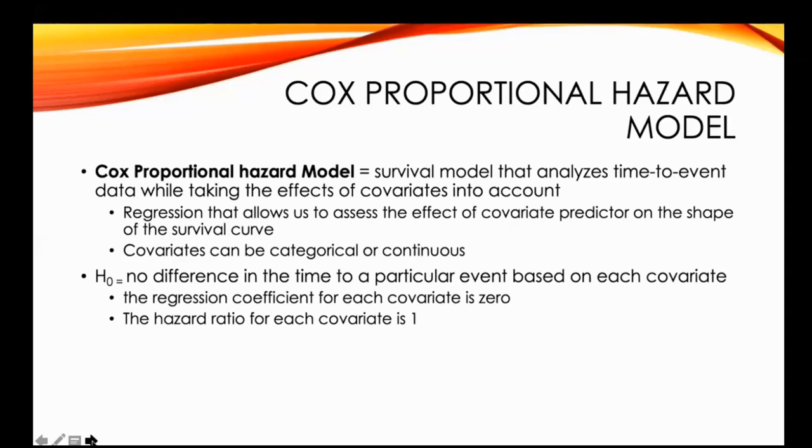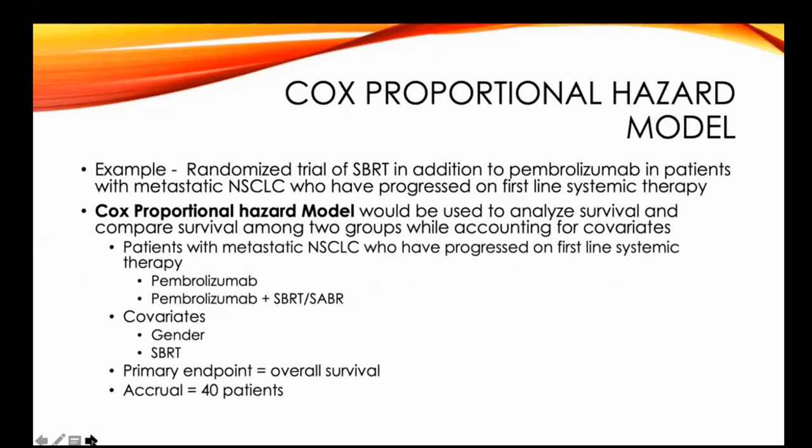The null hypothesis of a Cox proportional hazard model is that there's no difference in the time to a particular event based on each covariate. Another way of saying this is that the regression coefficient for each covariate is 0, or that the hazard ratio for each covariate is 1. So let's do an example, very similar to the one we just did.